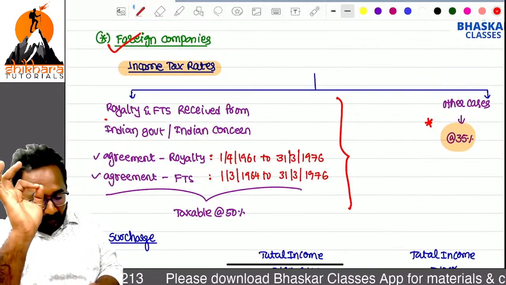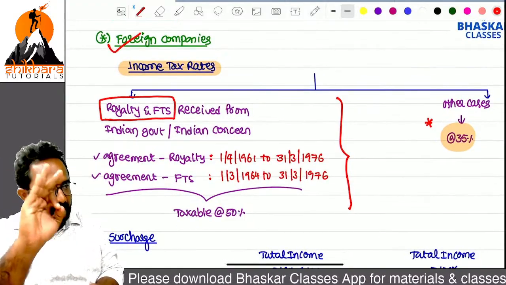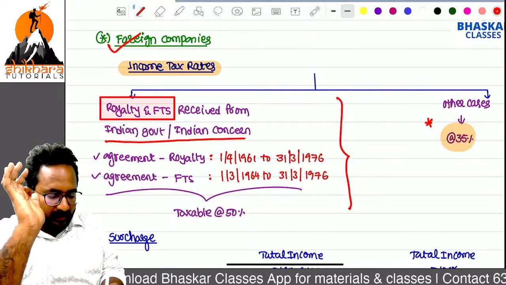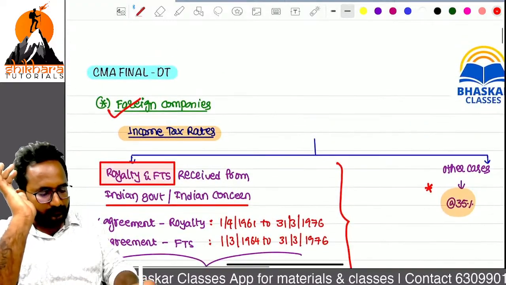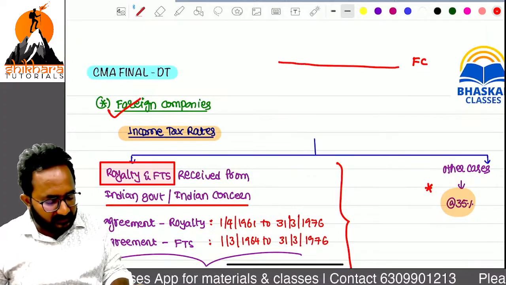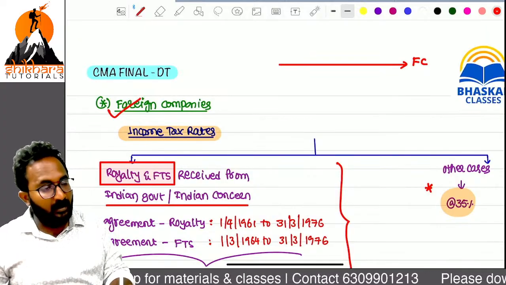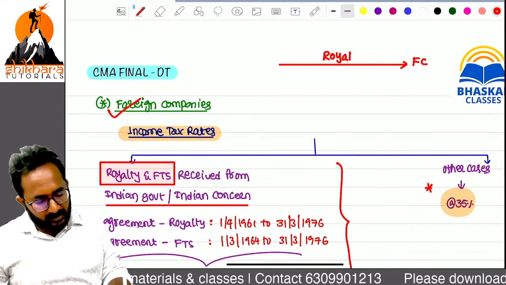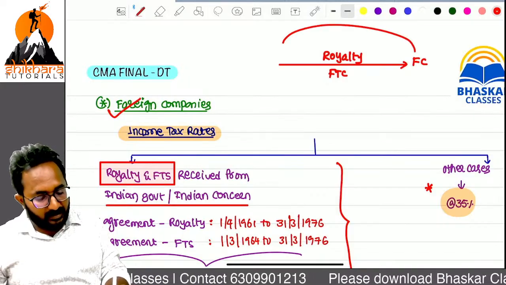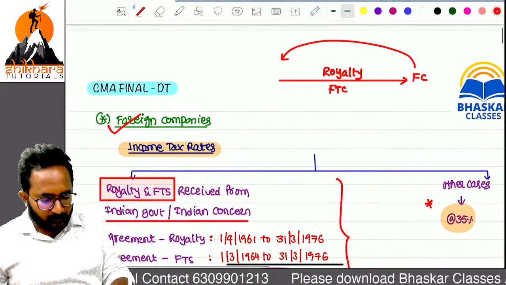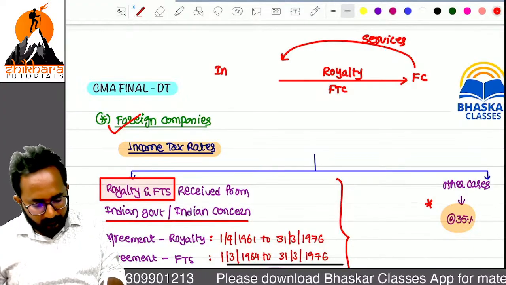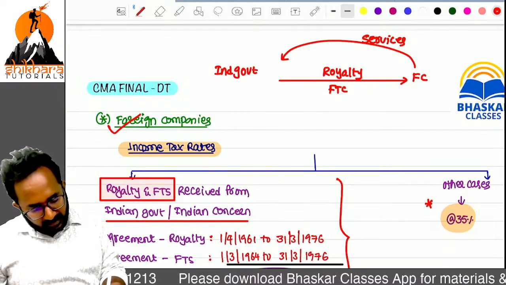Yes, ma. If a non-resident received royalty income or fees for technical services income from the Indian government or an Indian concern, I will tell you. Yes, sir. One foreign company is there. This foreign company is receiving which type of income, ra? Royalty, as well as what, ma? FTS. I will tell you, sir. The foreign company gave some services, ma. To whom? So the Indian government, yes, ma. Indian concern.